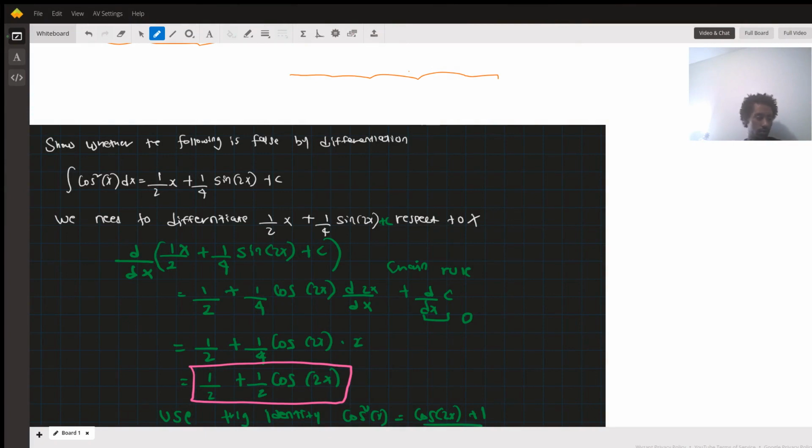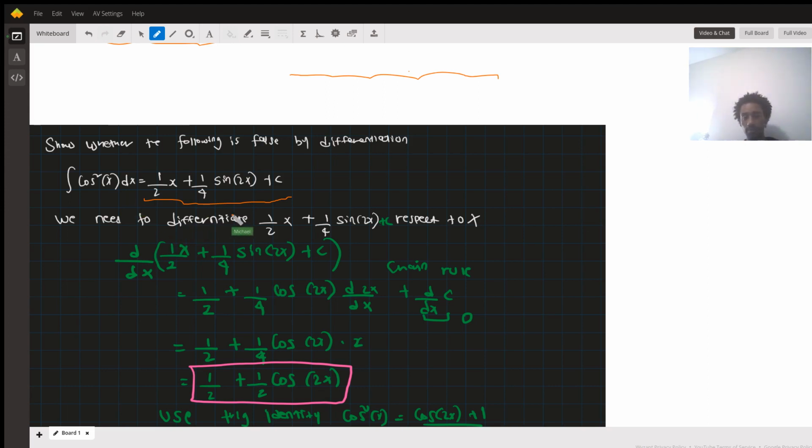Okay, hello. The question starts by asking: state whether the following is true or false by differentiation. So we are given this equation and we are trying to find out if it's true or false using differentiation. We can start from the right side of the equation. By differentiating this, we should be able to get cosine square x.